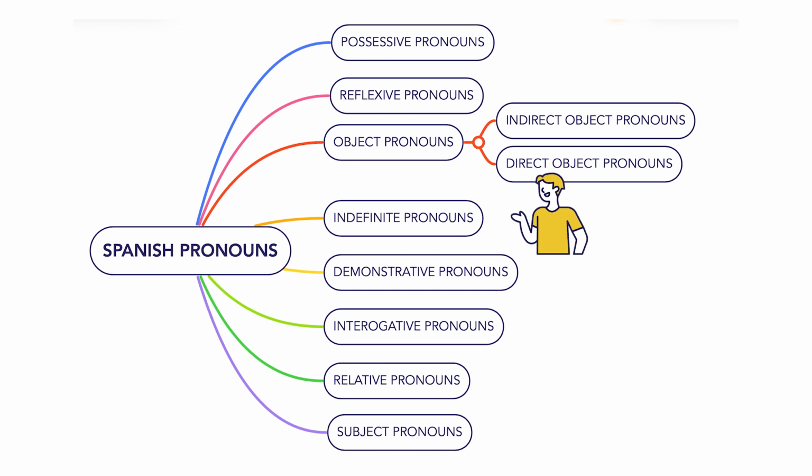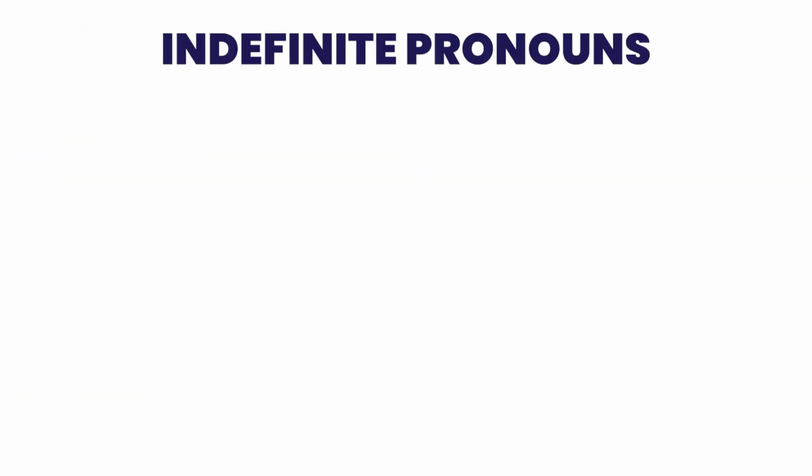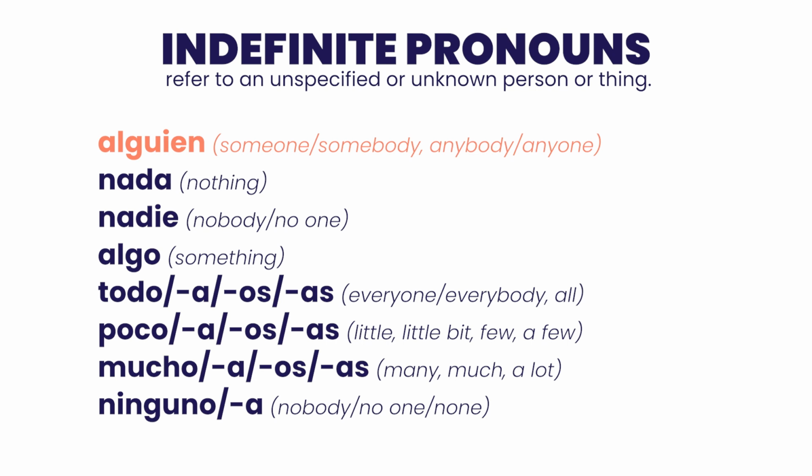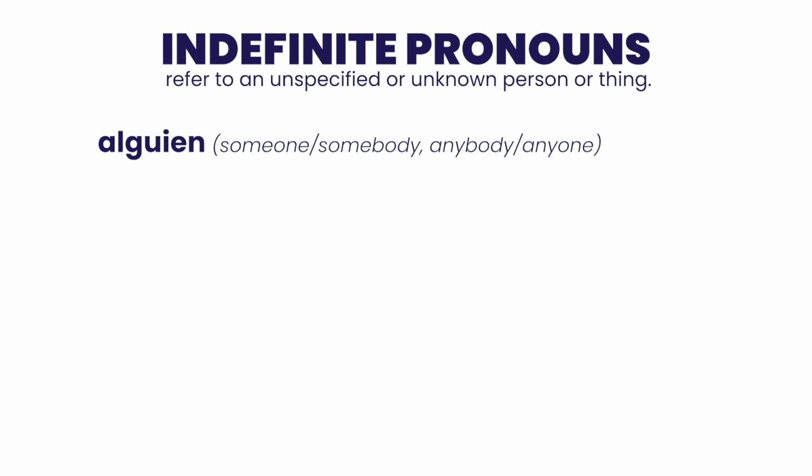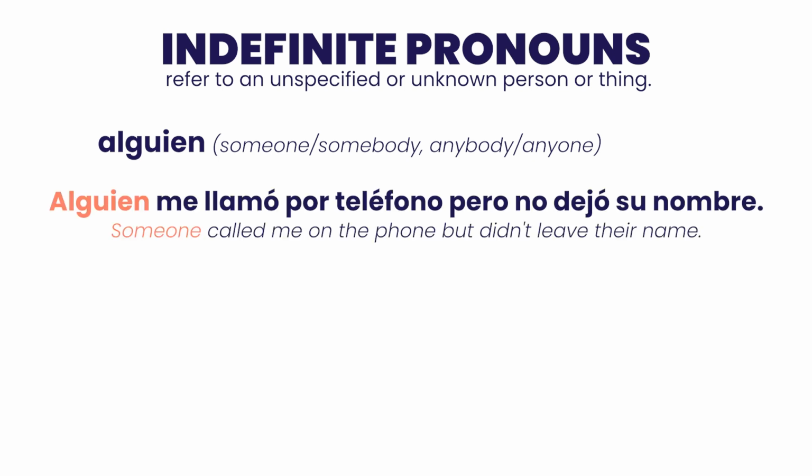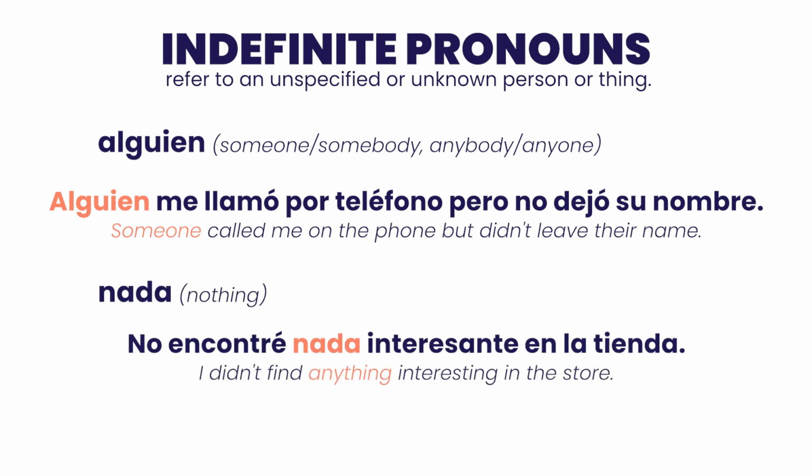Lastly, Spanish also has indefinite pronouns, which refer to an unspecified or unknown person or thing. These include, among others, alguien, nada, nadie, algo, todo, poco, mucho, ninguno. For example, Alguien me llamó por teléfono pero no dejó su nombre. Someone called me on the phone but didn't leave their name. No encontré nada interesante en la tienda. I didn't find anything interesting in the store.